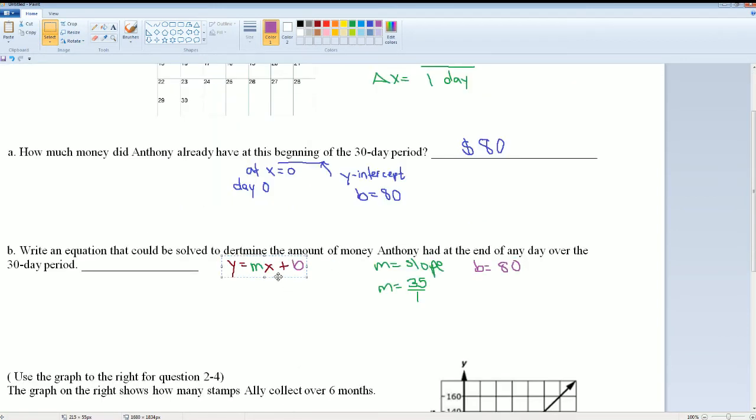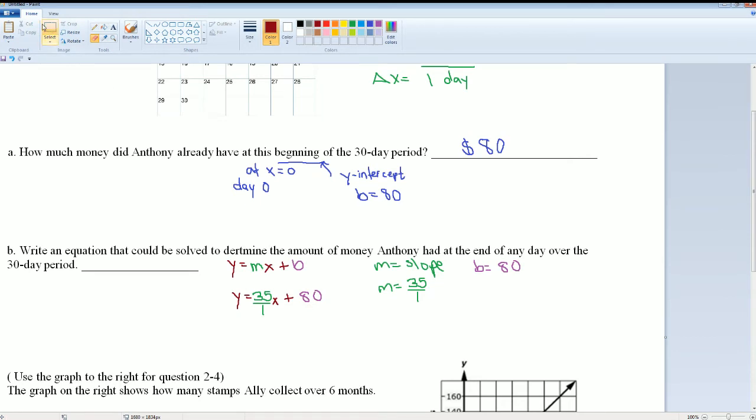Here's the formula. We can just delete m, and grab the slope, which is right here, and paste it right there. There should be an x right here. And then we grab the b, and we replace the b with 80. There you go.